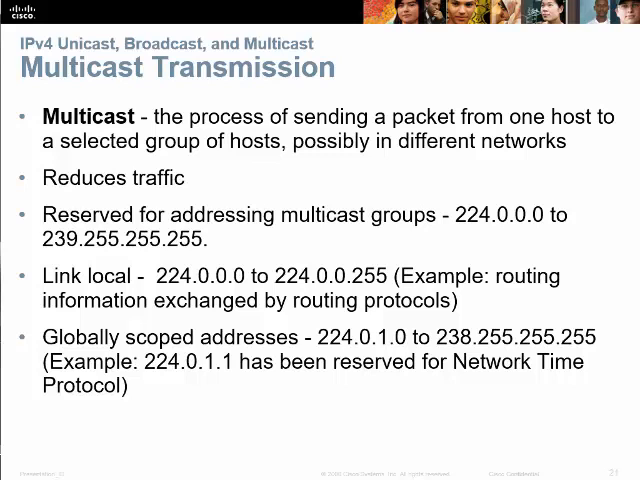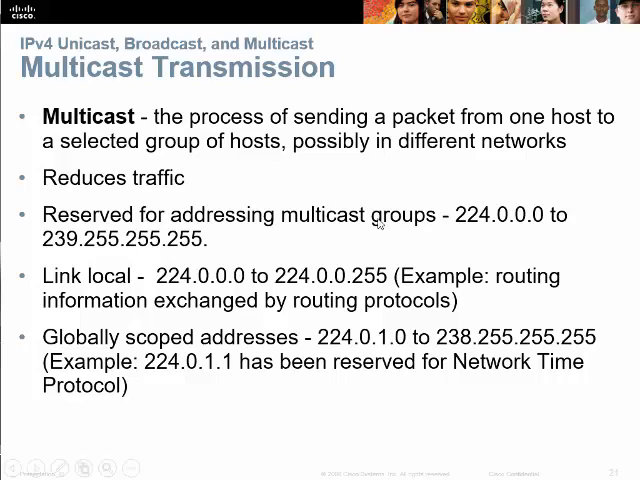Part of it we have what is called link local, for example routing information exchanged by routing protocols, global scope addresses, and some other protocols like Network Time Protocol. That is for multicast.